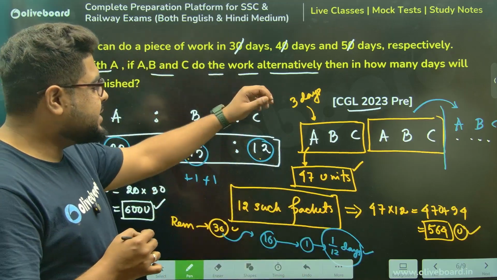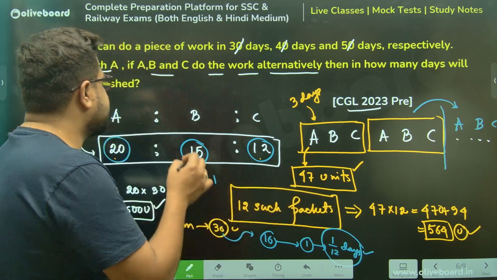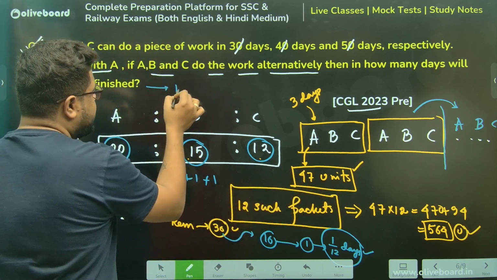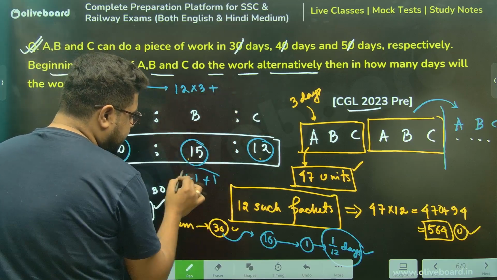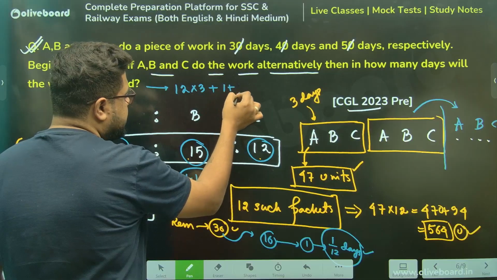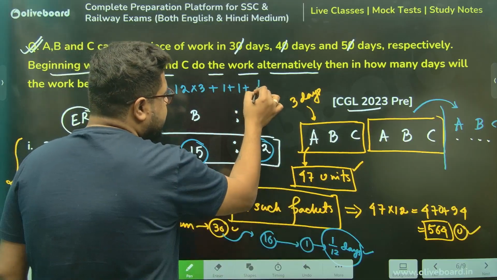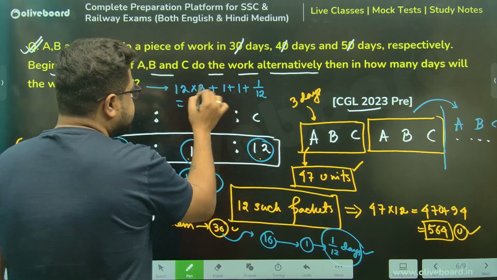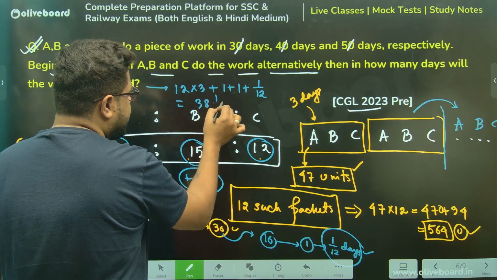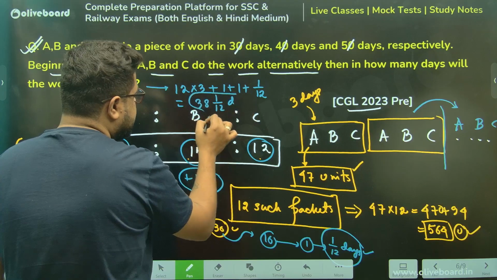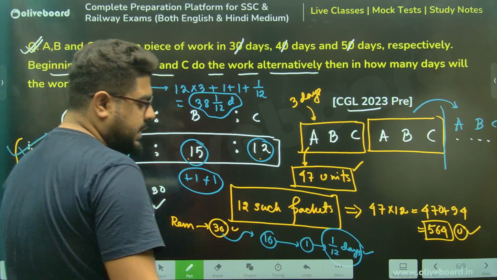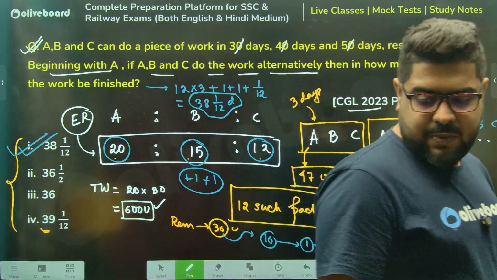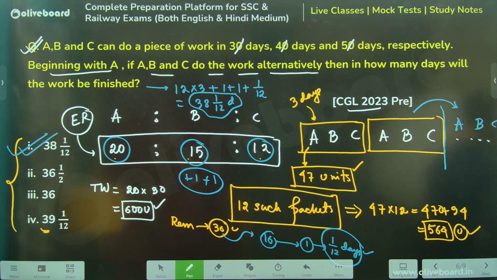So total answer will be 12 packets. Every packet is of 3 days plus 1 plus 1 plus this 1 by 12 days. So 36 plus 2, 38 whole 1 by 12 days. That's your answer. Option number 1 is your correct answer.